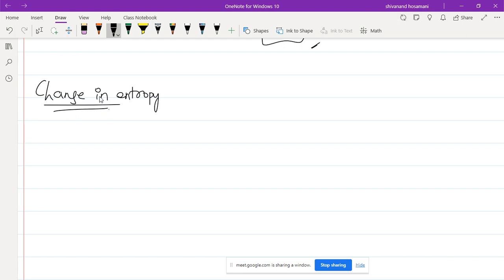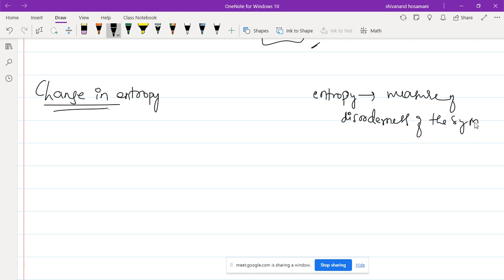So an infinitesimal amount of heat, delta Q, is given to the system at absolute temperature. So, change in entropy. Entropy is nothing but a measure of disorderness of the system.